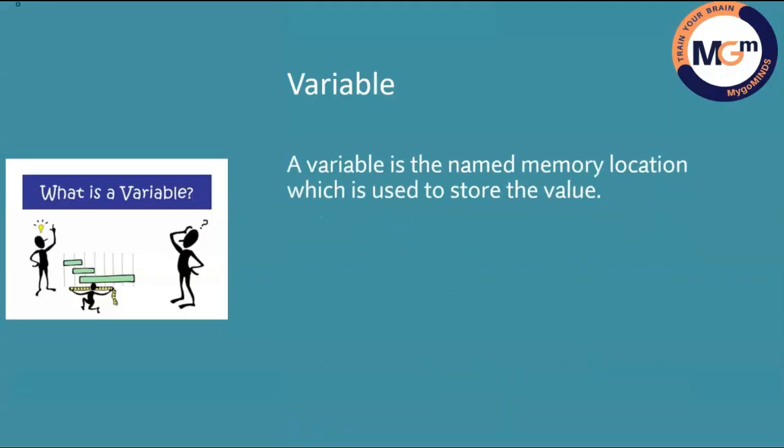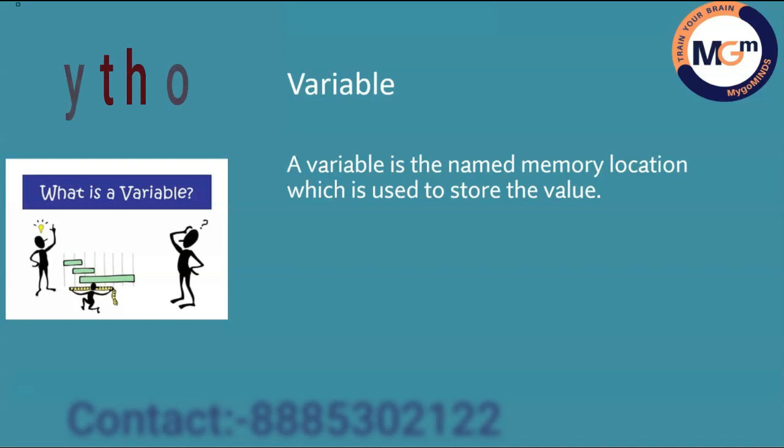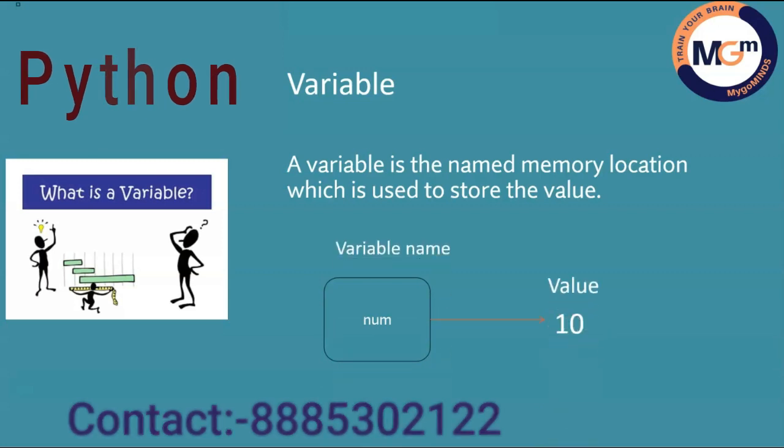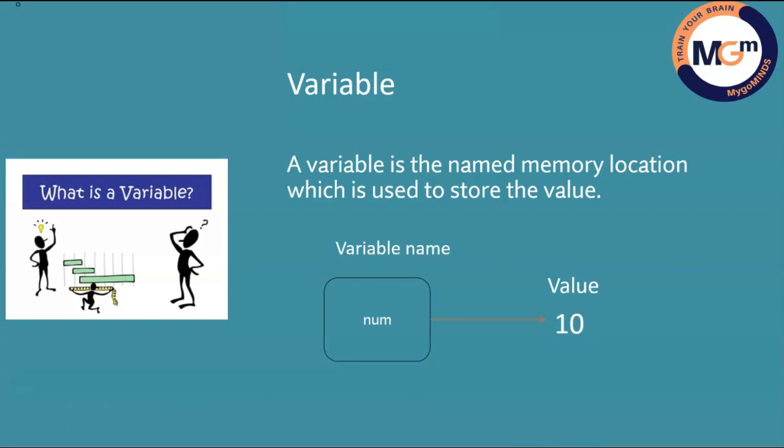So what is variable? So basically variable is a named memory location which is used to store the value. Now to identify that particular value, we use variables. Okay, so let me give an example. So here num is the variable name and 10 is the value. So I have stored the value 10 in a variable name num.